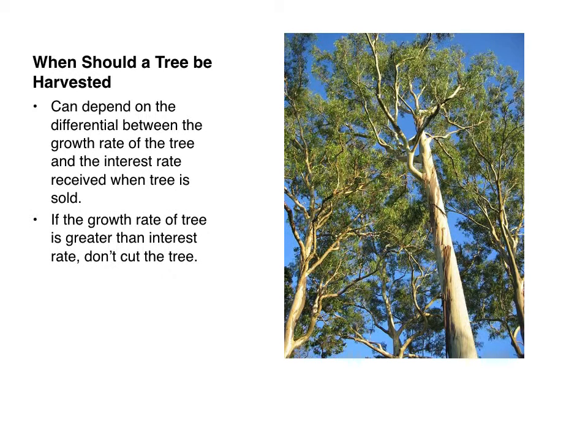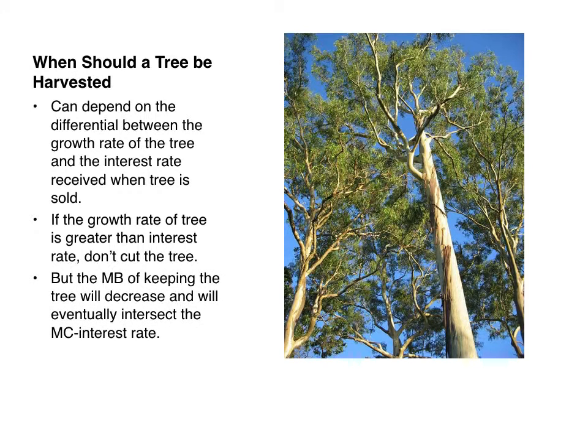If the growth rate of the tree is greater than the interest rate, don't cut the tree. One can make more in the next period relative to what one can make if one just cuts the tree. However, the marginal benefit of keeping the tree will decrease and eventually intersect with the marginal cost, which would be the interest rate. So eventually there's going to be a point where cutting the tree is the optimal thing to do. And you wait until those two curves are indeed equal.